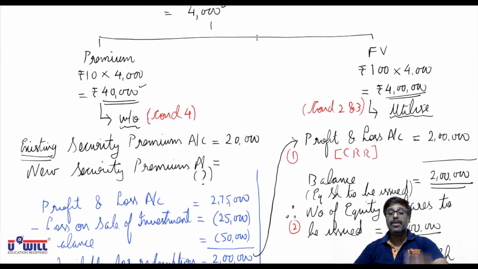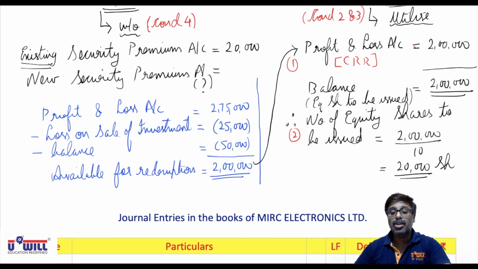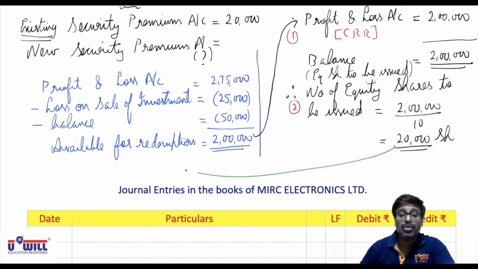So whenever the number of equity shares is not given, first use profits of the company out of the two sources, then you find out the proceeds to be raised from fresh issue of equity shares. Now, this 20,000 shares which you will issue, that will give you the new premium.